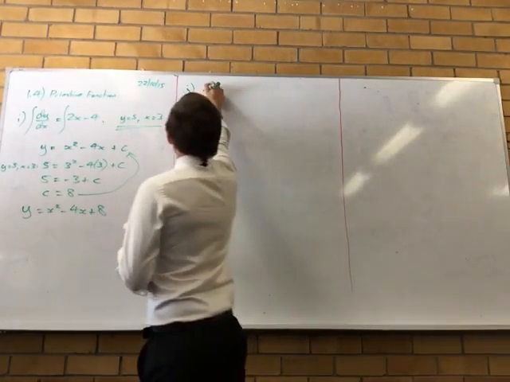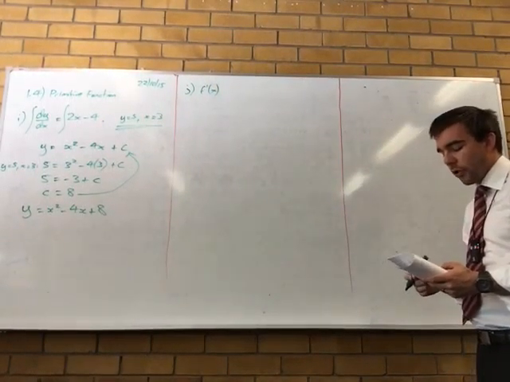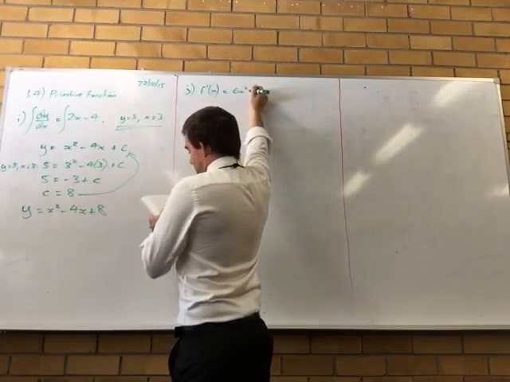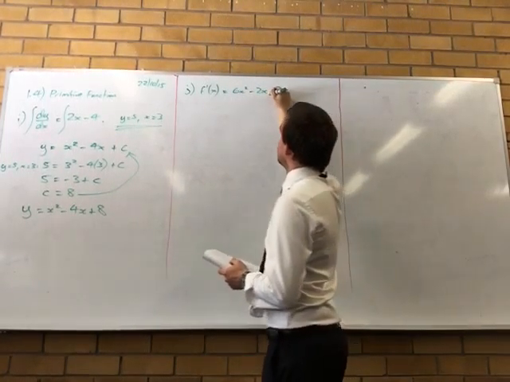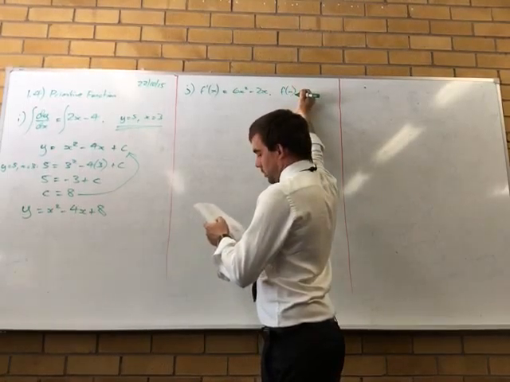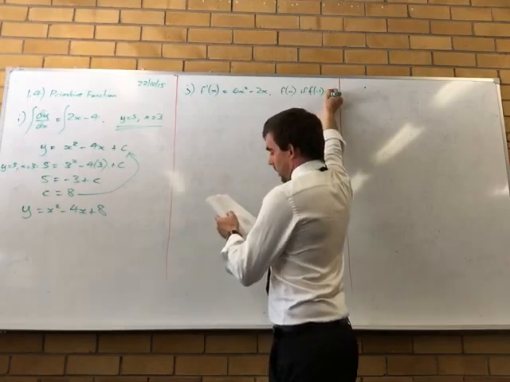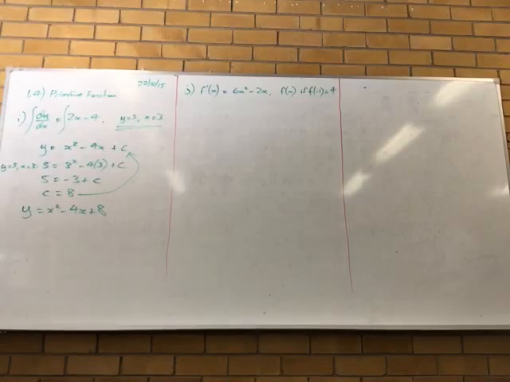Example 2. f dash of x. When you see a derivative, this is the derivative function, so what's already been differentiated, is equal to 6x squared, take away 2x. What we need to do is find f of x if f of negative 1 is equal to 4. Right, so we start with the integration. So we need to integrate 6x squared, take away 2x.